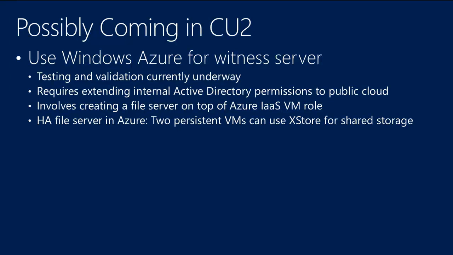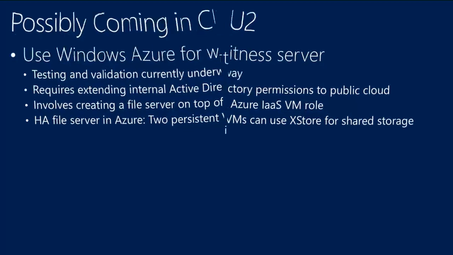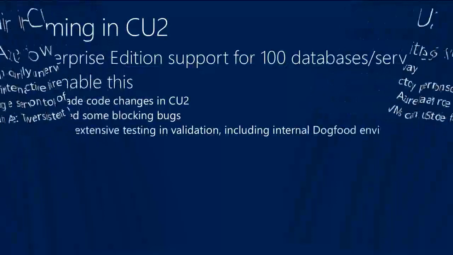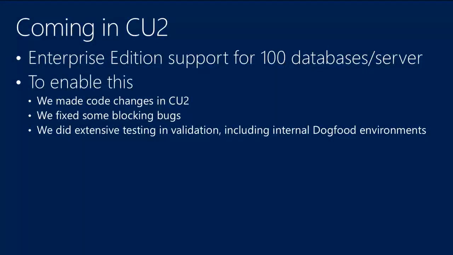All right. Now, hang on. I'm not quite done yet. I know I only have 3 seconds left, but there is just one more thing I did want to announce, and I'll just go ahead and bring this up now. And that is in CU2, the Enterprise Edition of Exchange 2013 will support 100 databases per server, up from 50 in CU1 and RTM.